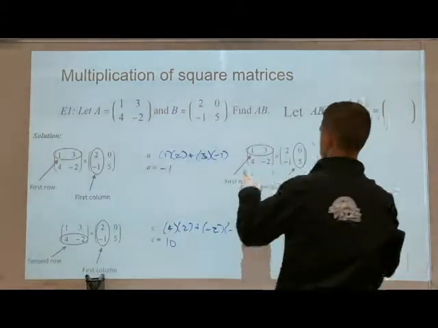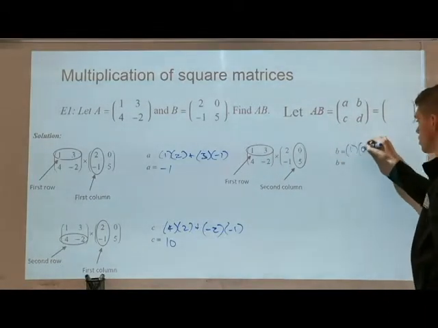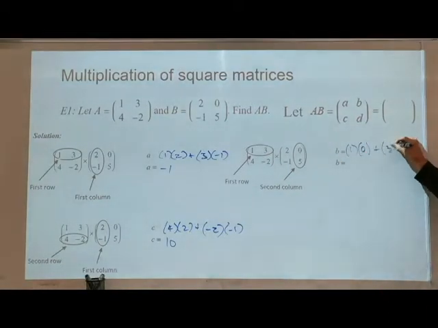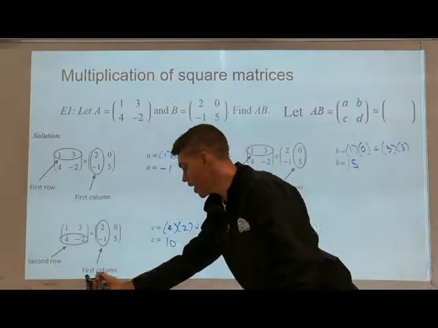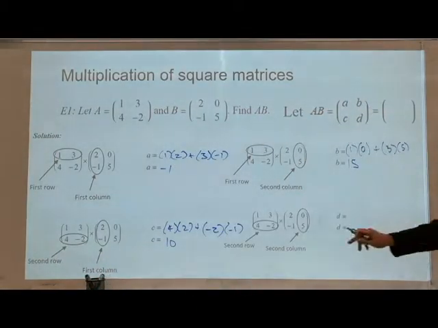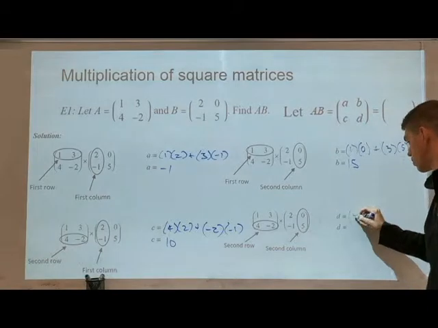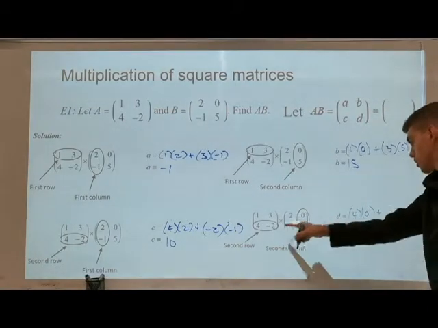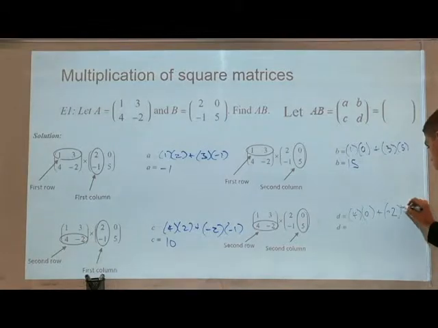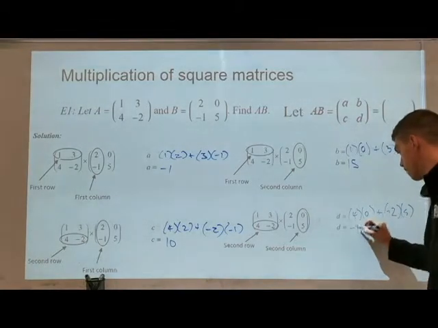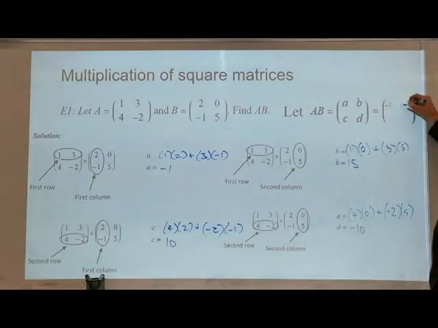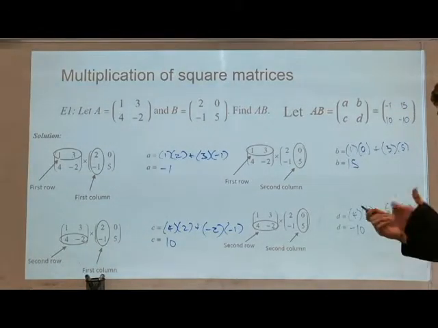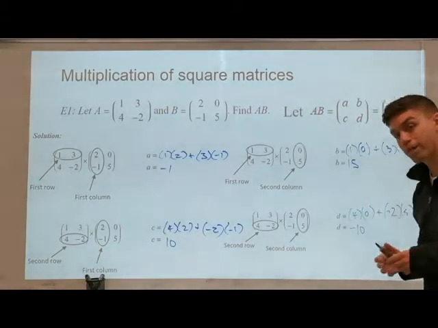Our B over here, 1 times 0 is 0, plus 3 times 5, 15. So the B value is 15. And lastly, the value for D here, 4 times 0, plus negative 2 times 5, negative 10. So what we've found is that A here is negative 1, B is 15, C is 10, and D is negative 10. So we have a result where we've performed all those 4 calculations in one go.